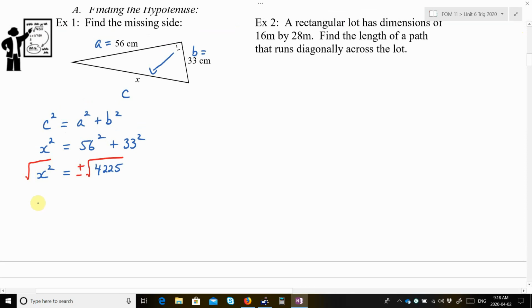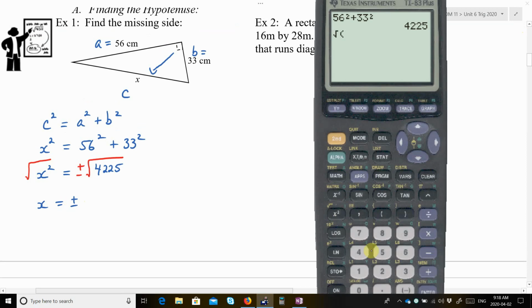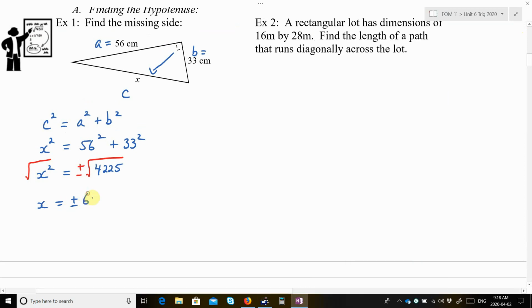The square root of x squared is just x, and the square root of 4,225 is 65. So we get an answer here of plus or minus 65. But if we look at the problem, we're trying to find the length of a side of a triangle. And so it doesn't make sense to call that negative 65 centimeters. So we would reject the negative answer and we would just say that x is equal to 65 centimeters. And there's our final answer.